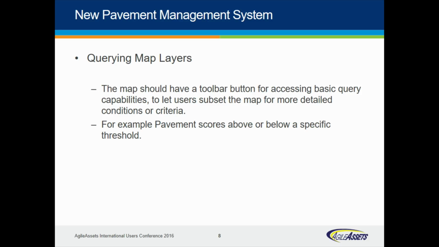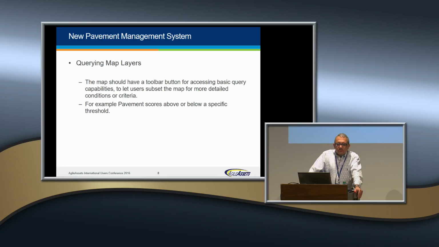We wanted also to be able to query the maps. So if you want to map condition scores within a certain range, or if you want to map scores with certain traffic limits, we have this capability.